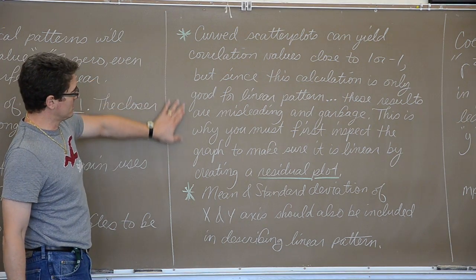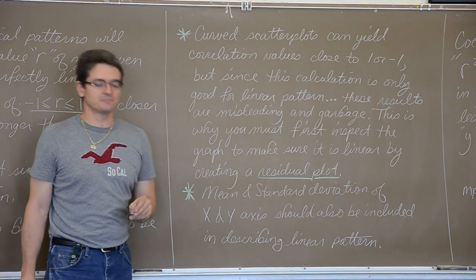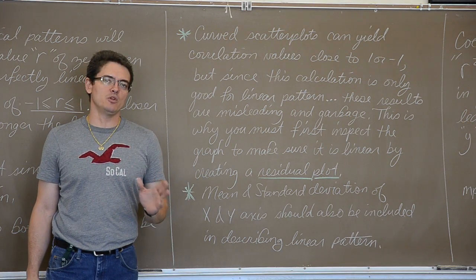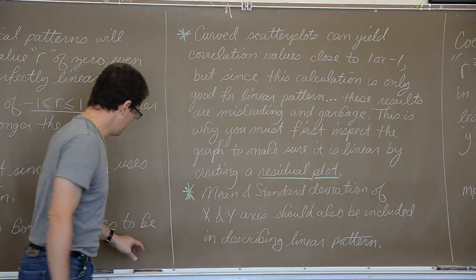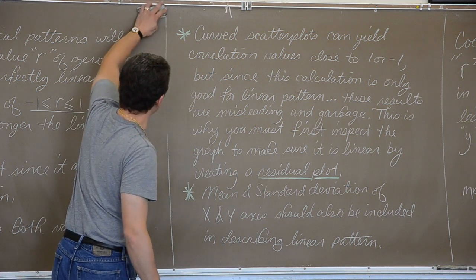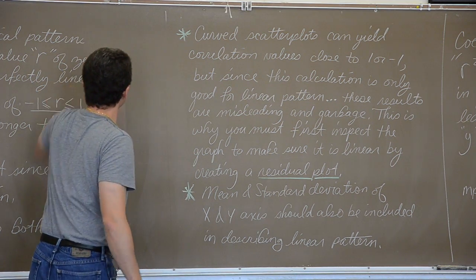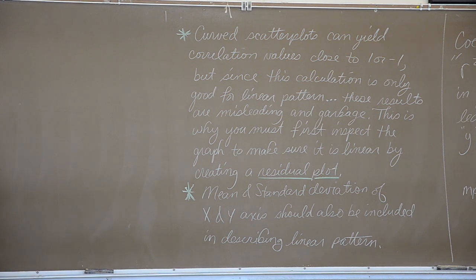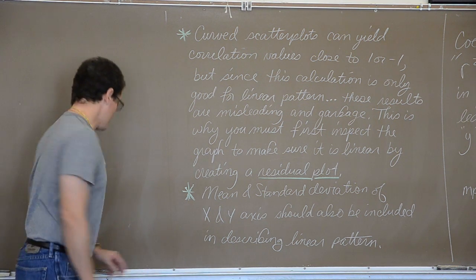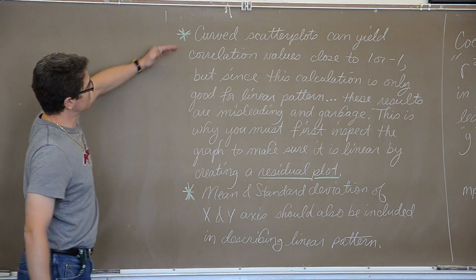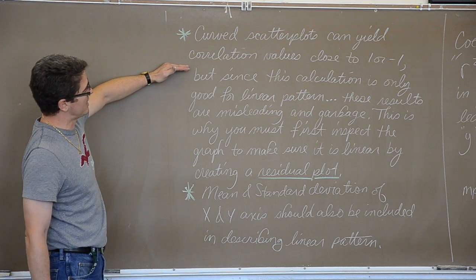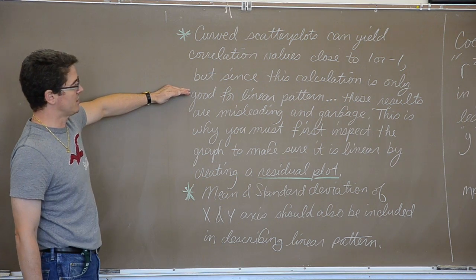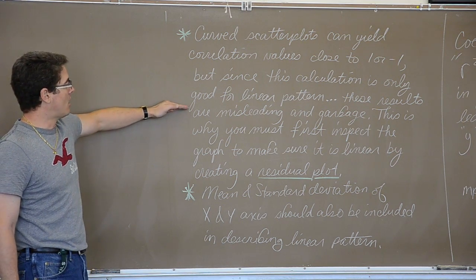Now, one thing about finding correlation. Your calculator has no idea what those numbers represent when you put them in there, or the computer. So if you give a calculator or a computer some numbers, it's going to calculate those numbers whether or not it should, or it's appropriate. Let's read what I wrote. Curved scatter plots can yield correlation values close to 1 or -1, but since the calculation is only good for linear patterns, these results are misleading.